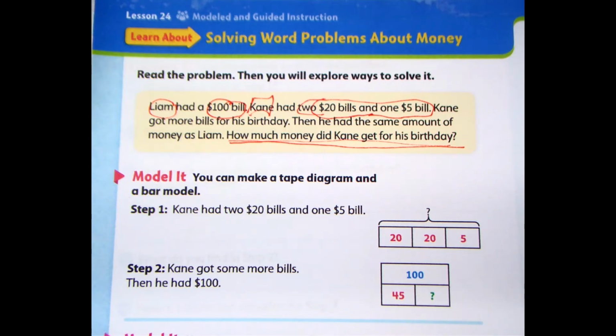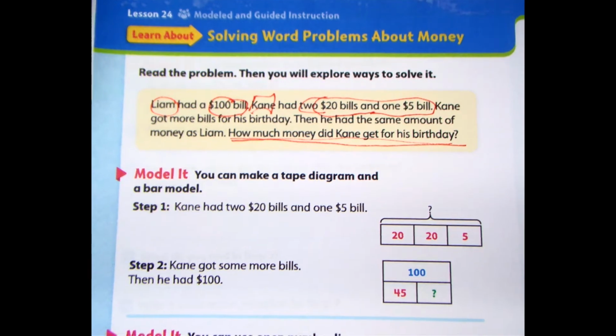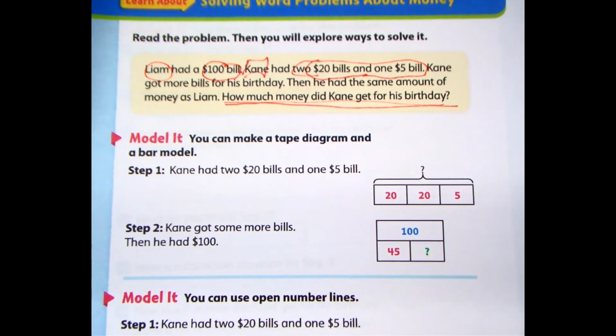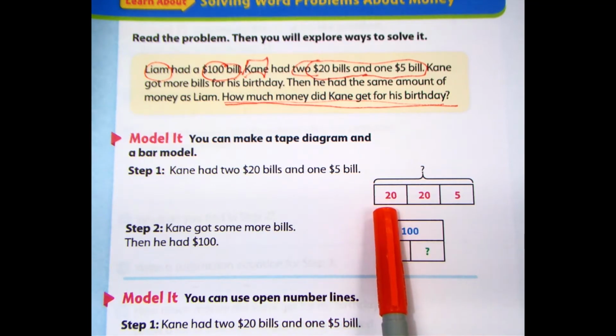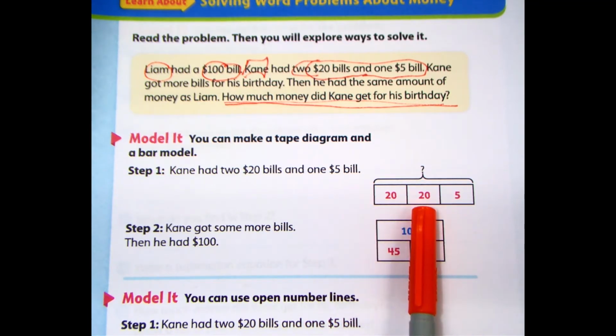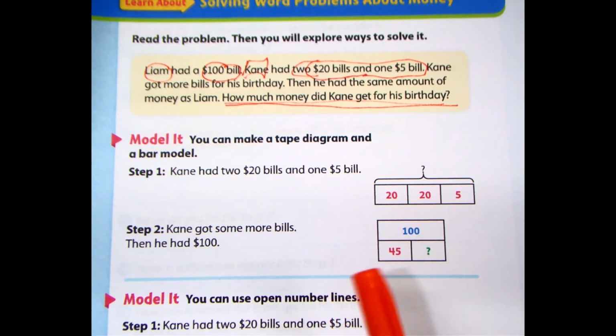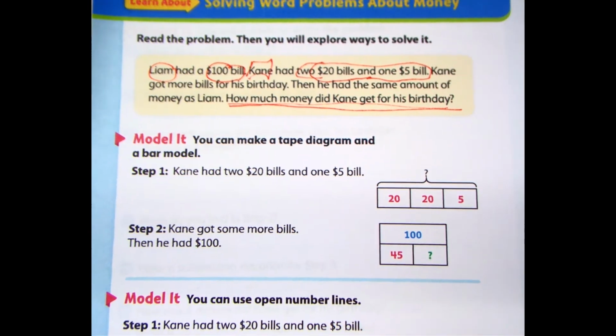So let's look at the first model. How does the tape diagram relate to step 1 of the problem? So let's look here at step 1. It says Cain had two $20 bills and one $5 bill. So the tape diagram shows right here that's one of his 20s, that's his second 20, because he has two of them, and then he has one $5 bill. So they listed the bills that Cain has at this time.